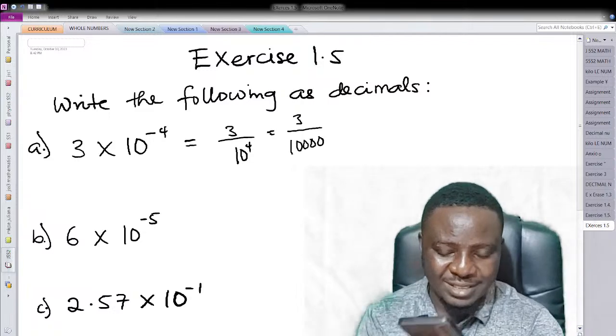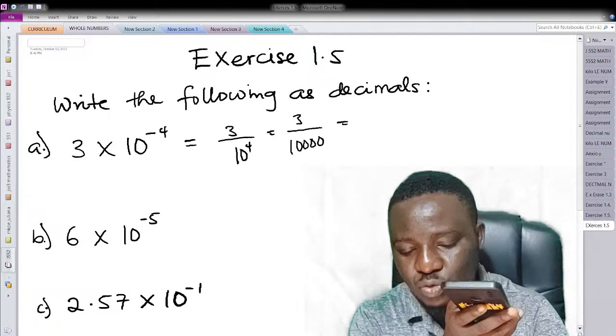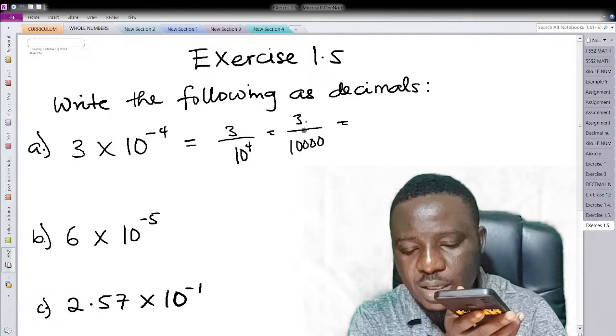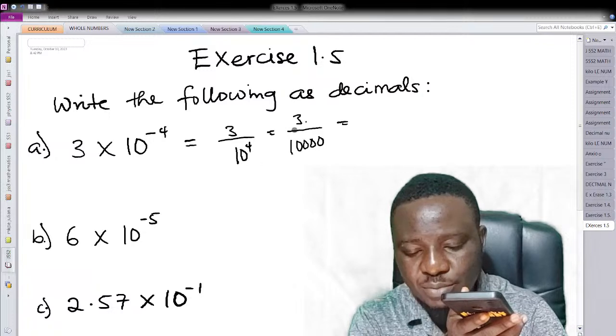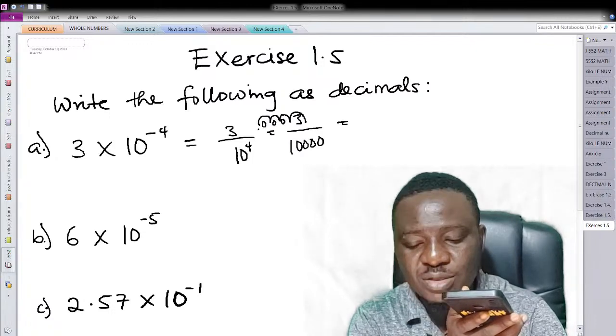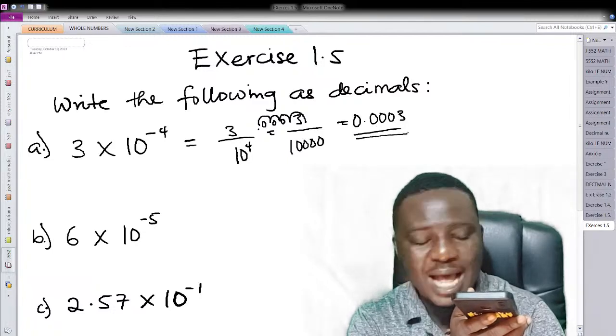Now, the decimal point is behind 3, right? For 3 divided by 10 to the power 4, you have to move the decimal point how many times to the left? 4 times. So when you move it, it becomes 1, 2, 3, 4. So this is the decimal point, and we now have 3 zeros in front of it, right? So this becomes 0.0003 as a decimal.